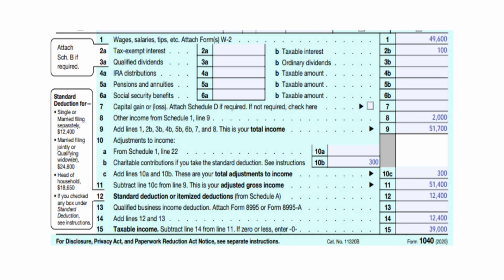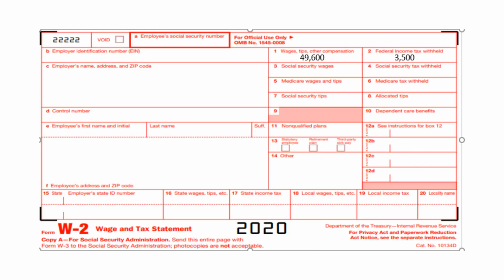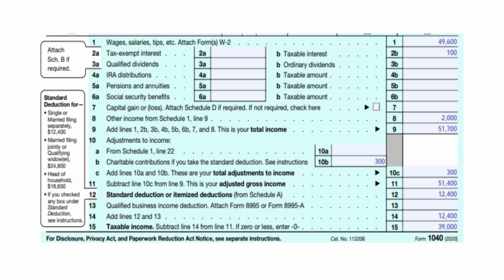On line 1, put your wages. You can find this information from the Form W-2 that your employer sent you in box 1. In this example, the wages are $49,600. Put those on line 1.